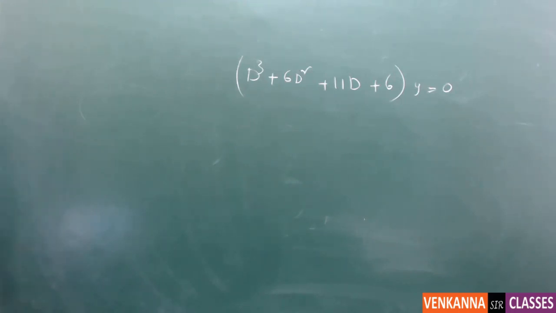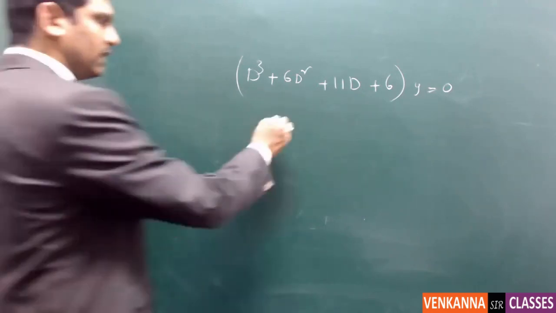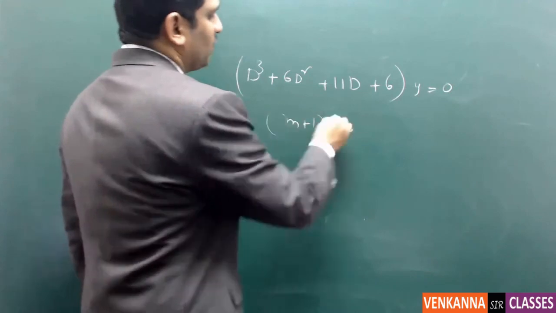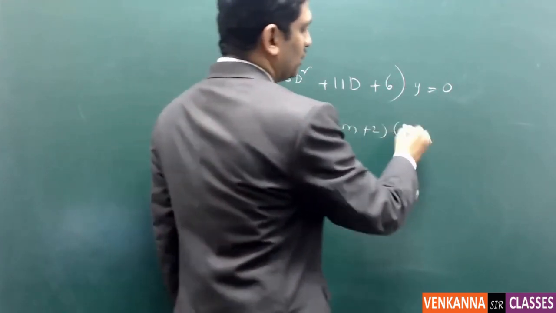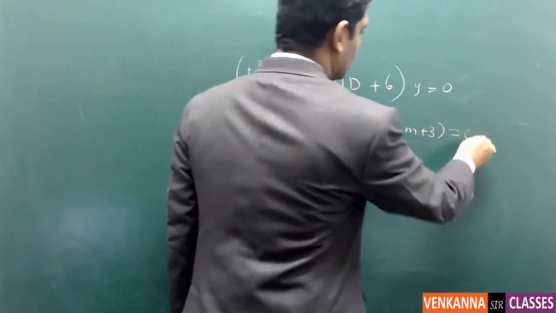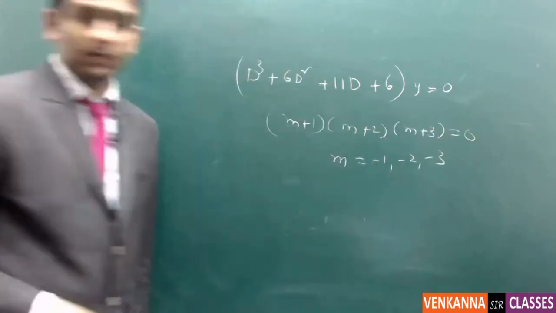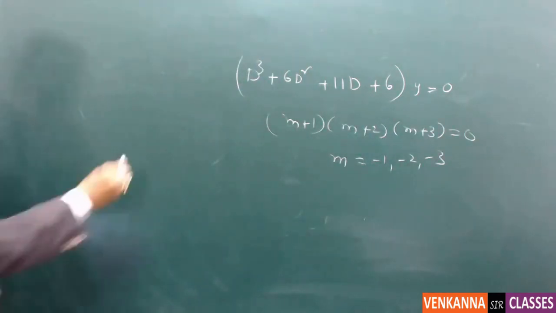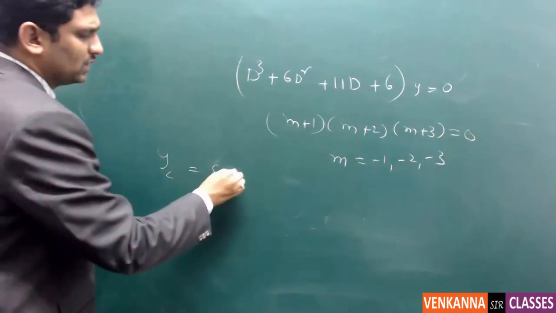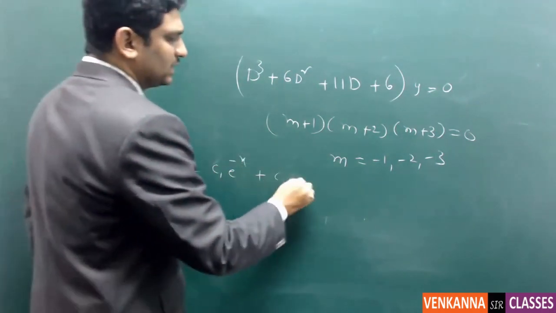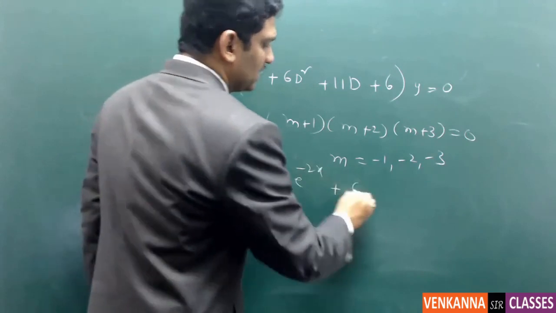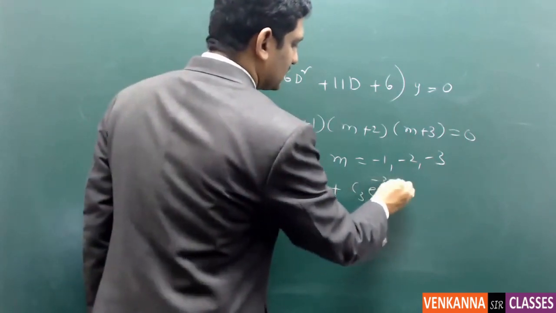Yeah. So -1, -2, -3 are the roots. Nothing but you are going to get it as (m plus 1) into (m plus 2) into (m plus 3) equal to 0. So m is equal to -1, -2, -3. So the corresponding solution is given by yc is equal to c1 e power minus x plus c2 e power minus 2x plus c3 e power minus 3x.